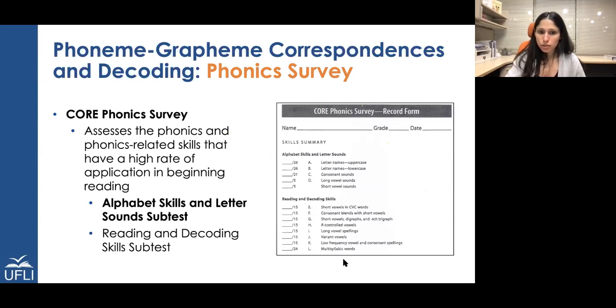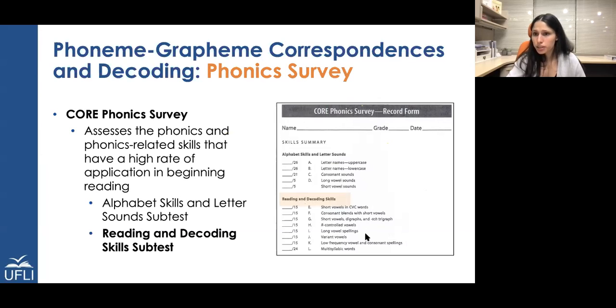So the top portion of the Core Phonics Survey assesses alphabet skills and letter sounds, so both letter naming and consonant sounds and vowel sounds. And then the part at the bottom helps assess reading and decoding skills. And what's nice is that both the Core Phonics Survey and the Scholastic version has the words divided into different categories. And as you can see here, for the most part, it mimics kind of a scope and sequence where it goes from simple to more complex, like you see here with assessing words that are CVC words with short vowels all the way to multisyllabic words.